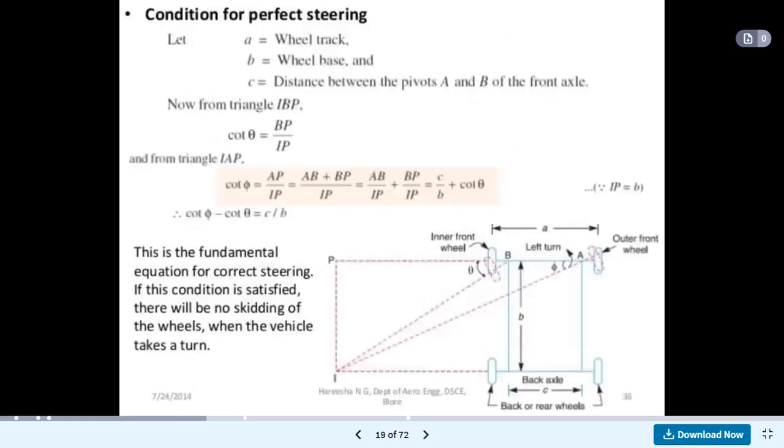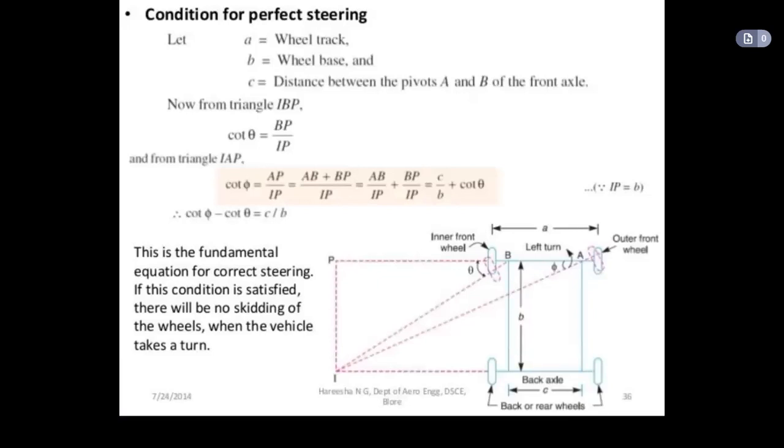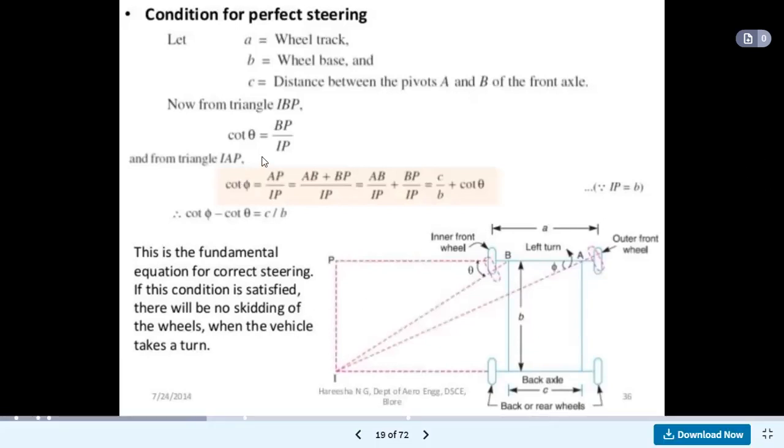The conditions for perfect steering: if we consider A is the wheel track, B is the wheelbase, and C is the distance between pivots A and B of the front axle. Now from triangle IBP, cot theta is equal to BP upon IB. If we see the IBP diagram, this is I, this is B, and this is P. According to trigonometry, cot theta is equal to BP upon IB. And from triangle IAP, cot phi is equal to AP upon IP.